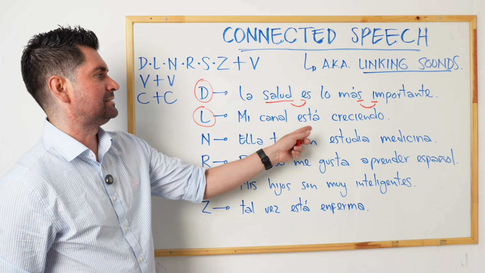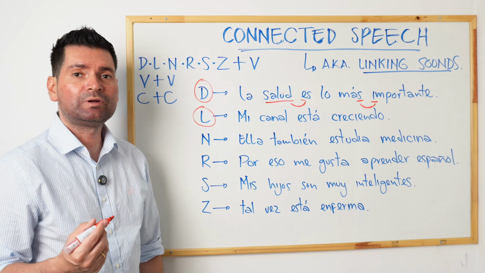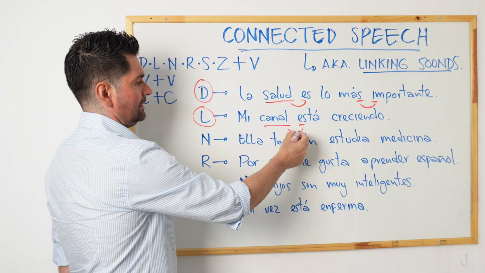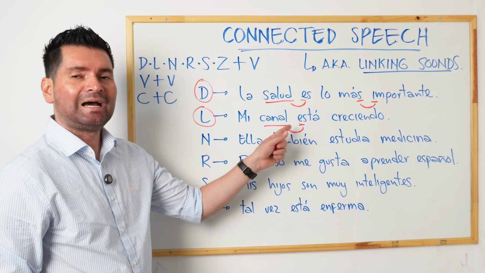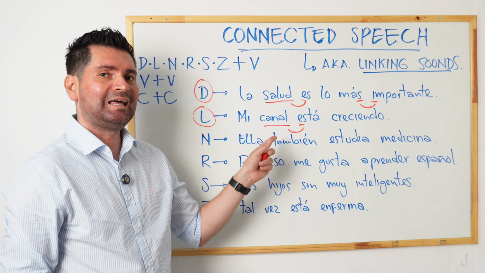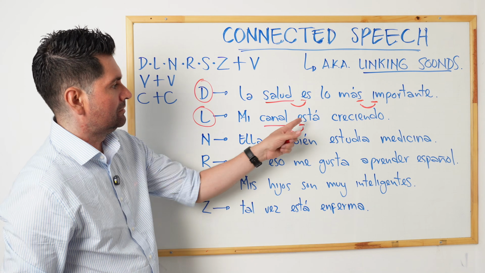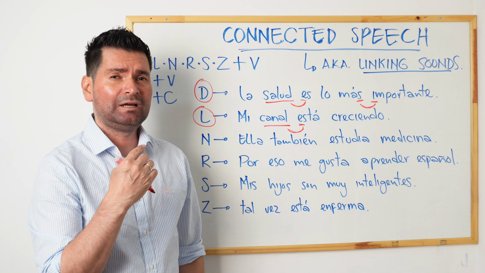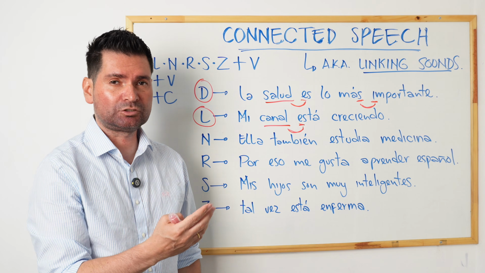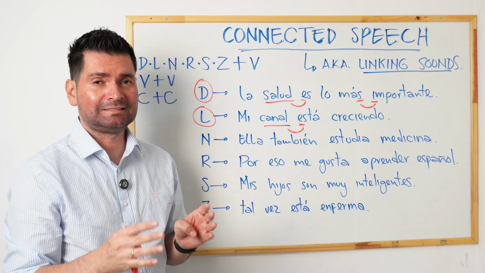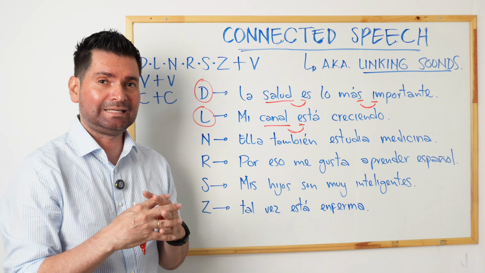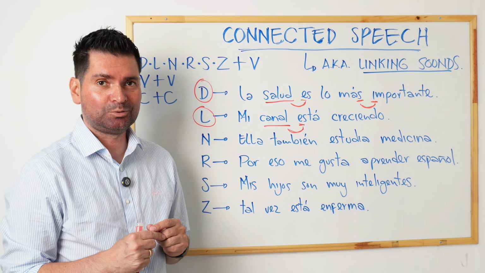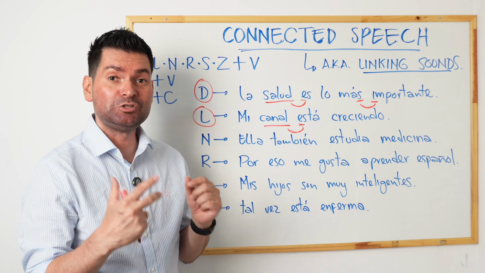Let's continue. L. Mi canal está creciendo. Let's see where the connections are. Canal ends in L. So this E and this L connect. Mi canal está. There are no more connections here. So mi canal está creciendo. See how the words flow. It sounds natural. It's not about going fast. It's not about speed. It's about connecting and linking. Mi canal está creciendo. My channel is growing. My YouTube channel is growing.